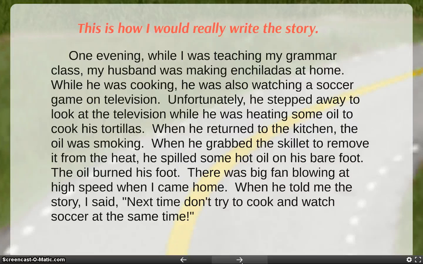One evening, while I was teaching my grammar class, my husband was making enchiladas at home. While he was cooking, he was also watching a soccer game on television. Unfortunately, he stepped away to look at the television while he was heating some oil to cook his tortillas. When he returned to the kitchen, the oil was smoking. When he grabbed the skillet to remove it from the heat, he spilled some hot oil on his bare foot.